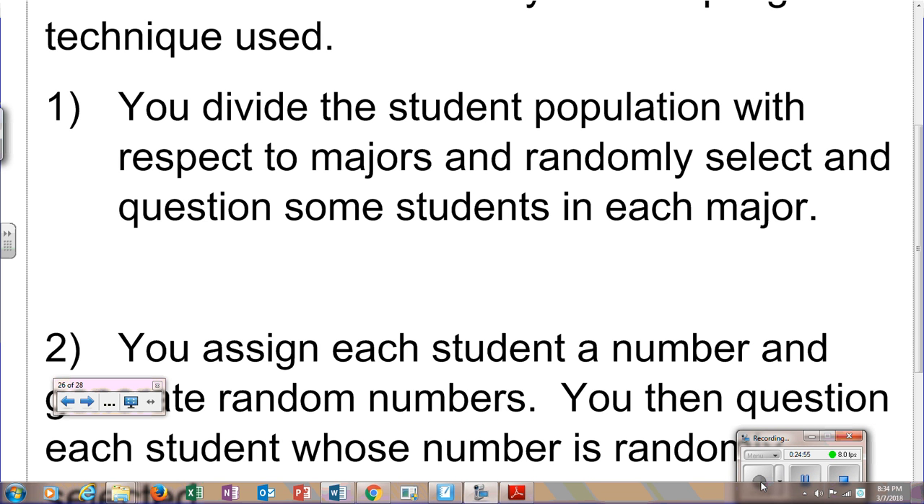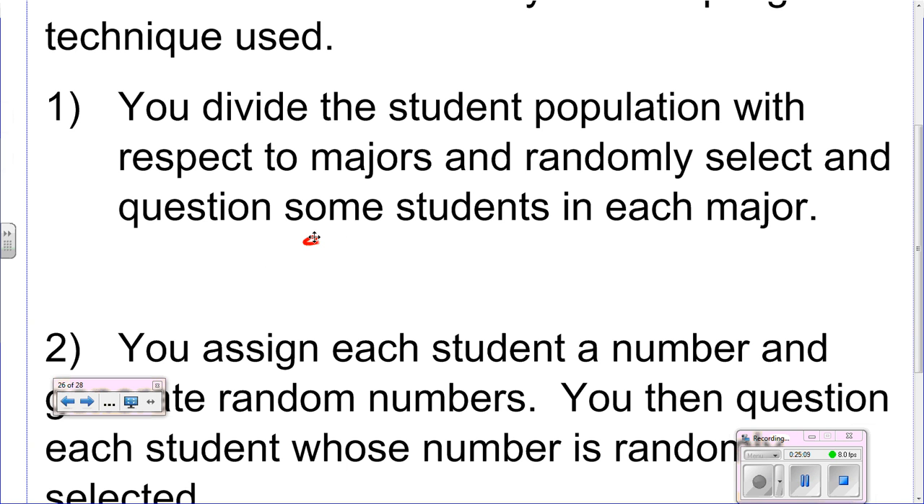So the first thing we did was we divided it into majors. Because we divided it into majors, we made those strata, which makes this a stratified sample. From there, we questioned people randomly from each strata, so that's how we know that it's stratified.